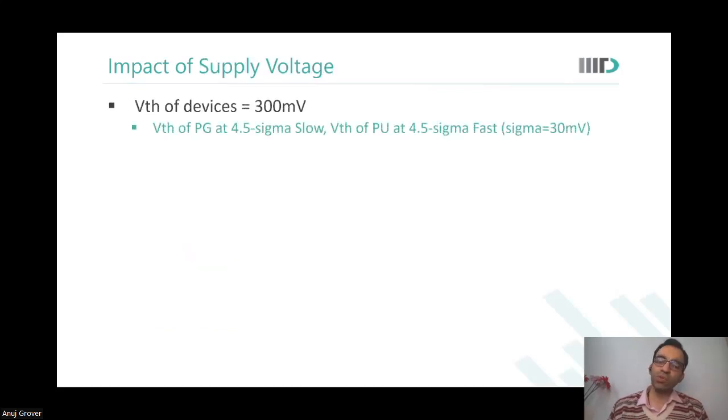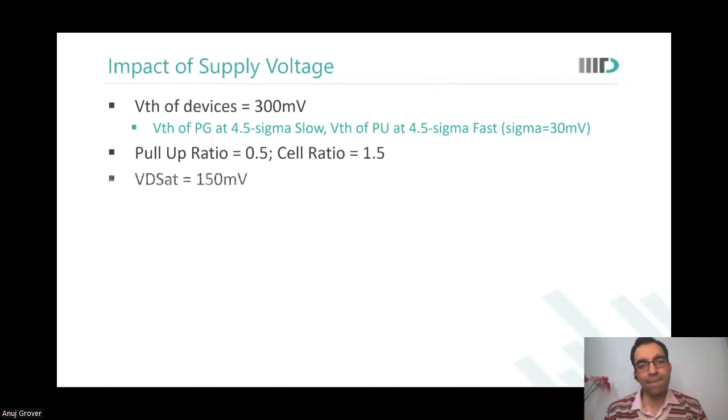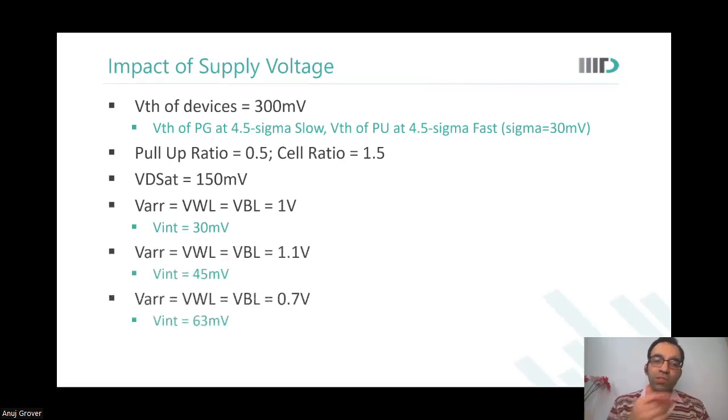In terms of supply voltage, what do you expect? As I reduce the supply voltage, will writability improve or degrade? It should improve, sir. Why? If I'm lowering the supply, then the pull-up is becoming weak, and if my pull-up becomes weak, then my writability of 0 will improve. But if I reduce the supply voltage, you will see it degrades because my pass gate now also sinks lesser current.